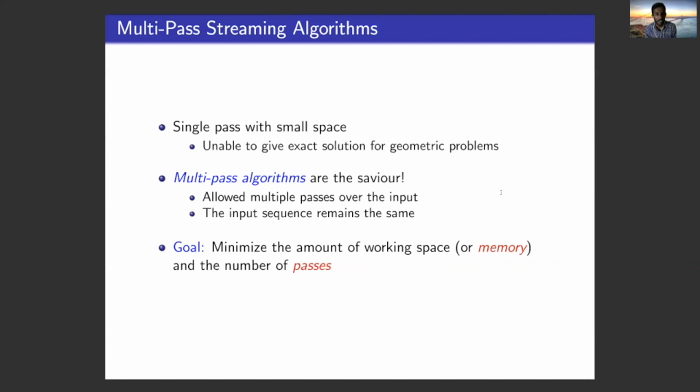In this model, we are allowed to make multiple passes over the input. That's the first condition. And the input sequence remains the same. Every time it's streamed, it's the same sequence. The algorithm might exploit it, might not. That's a different issue. So what's the goal here? The goal is to minimize two parameters. The first is the amount of working space, or the memory, that we use to solve this problem. The second is the number of passes we make over our data. These are the two parameters we want to optimize.